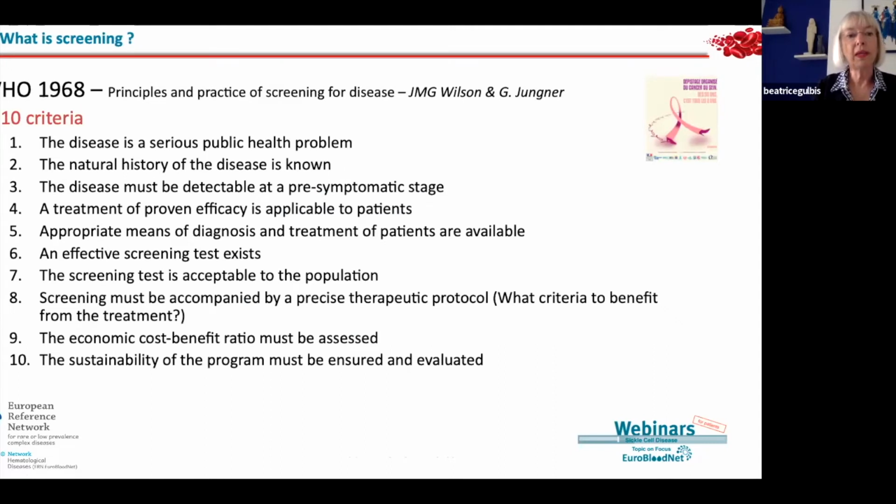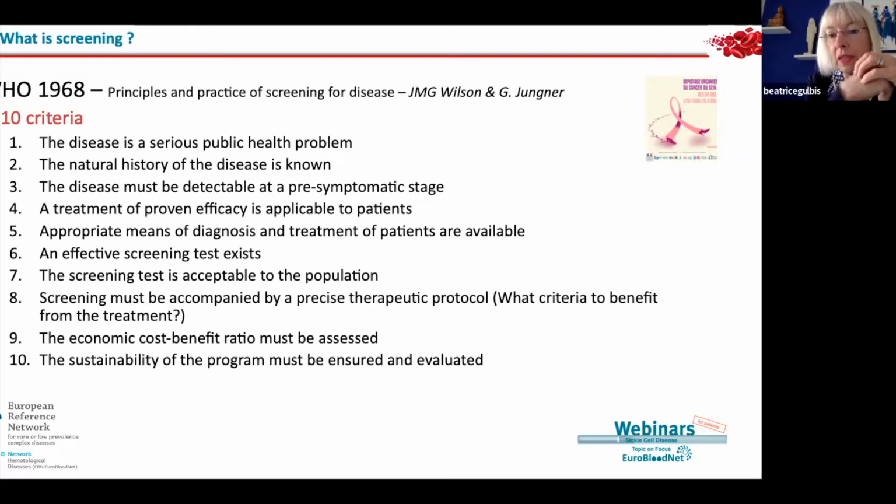And then we can come back a long time ago. It was given by the World Health Organization in 1968, and they just gave us the principle and practice of screening for disease, for any disease. So what are those criteria?